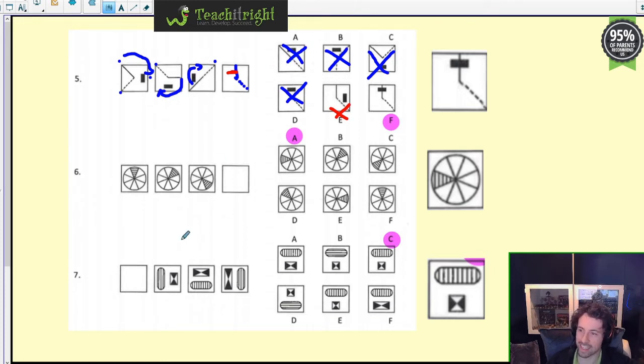Okay, number 6. It looks to me, it's got horizontal, so 1, then 2, then 3.